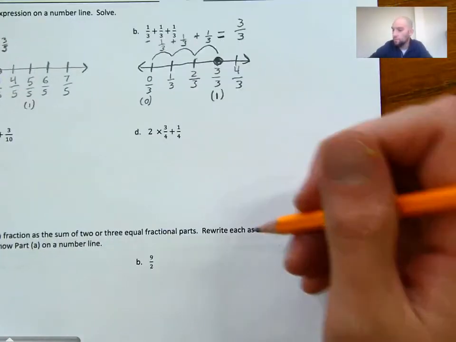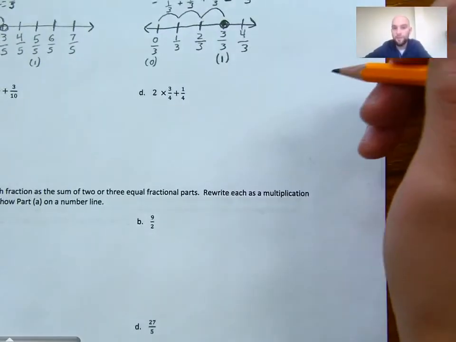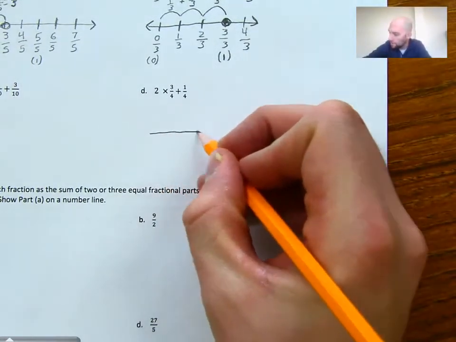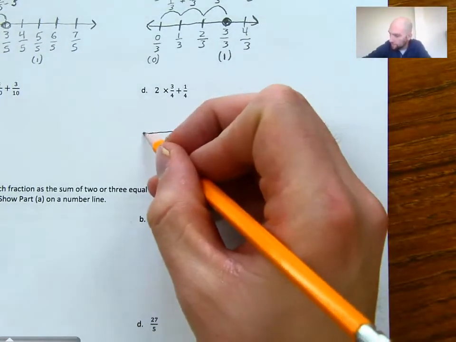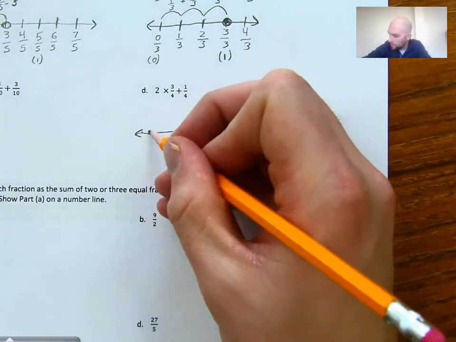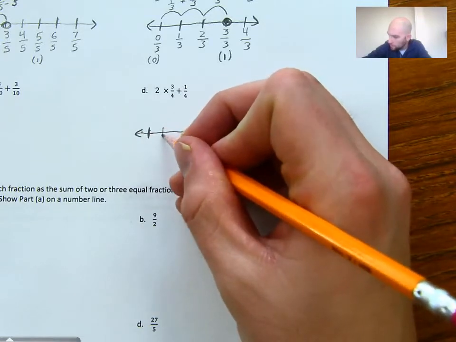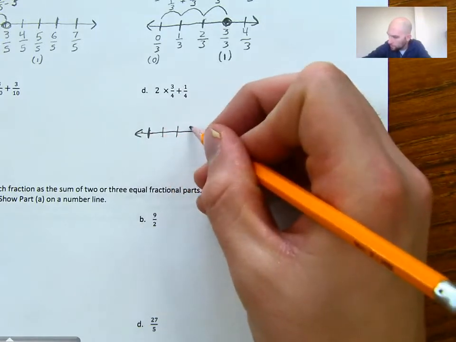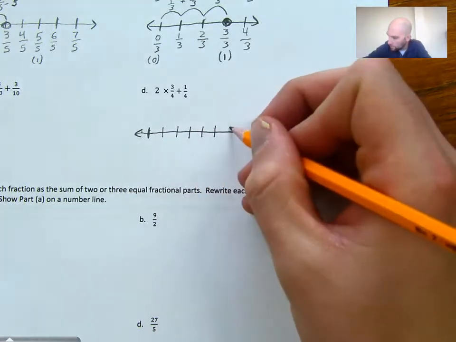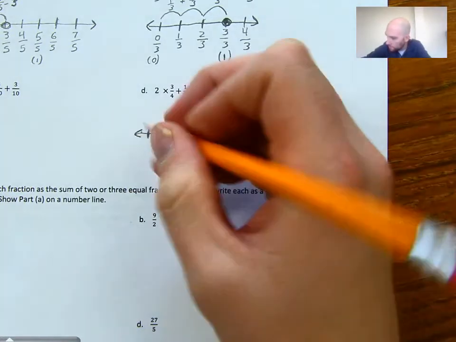So I'm going to move along to this letter D right here. It says 2 times 3/4 plus 1/4. So I'm going to make my number line first here. There we go. 1, 2, 3. That'll be enough.